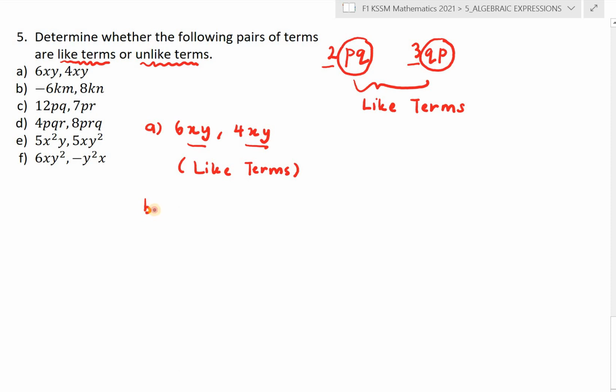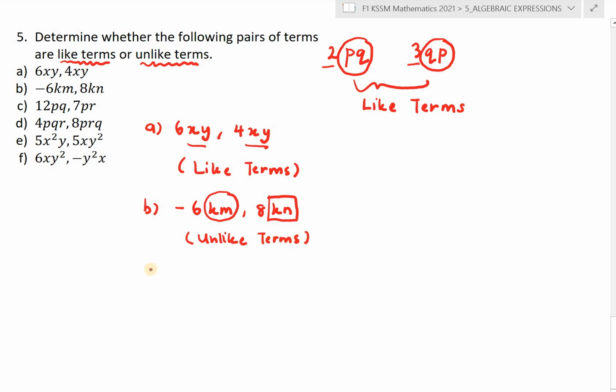Okay, let's look at question B. We have negative 6 km and 8 kn. Okay. Ini constant ni kita tak tengok dia punya constant lah. Like term ni kita nak tengok dia punya unknown itu. So, ini abaikan negative 6 and 8. So, kita tengok this one. km dengan kn. Different terms. So, this is unlike. Tak sama. Okay, this is unlike terms. Okay, senang je nak determine.